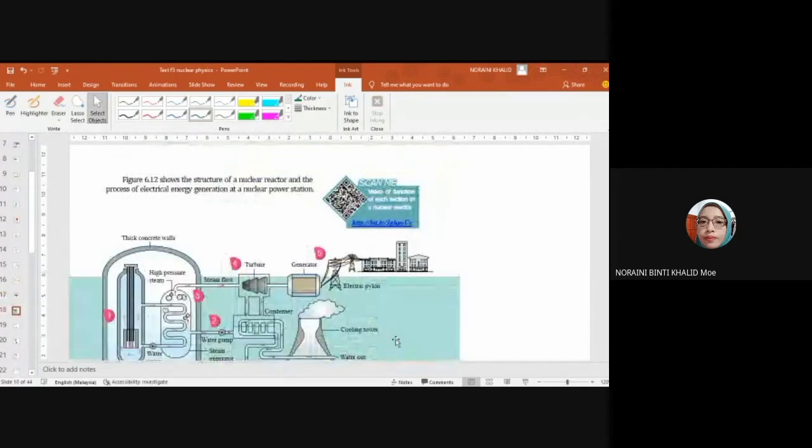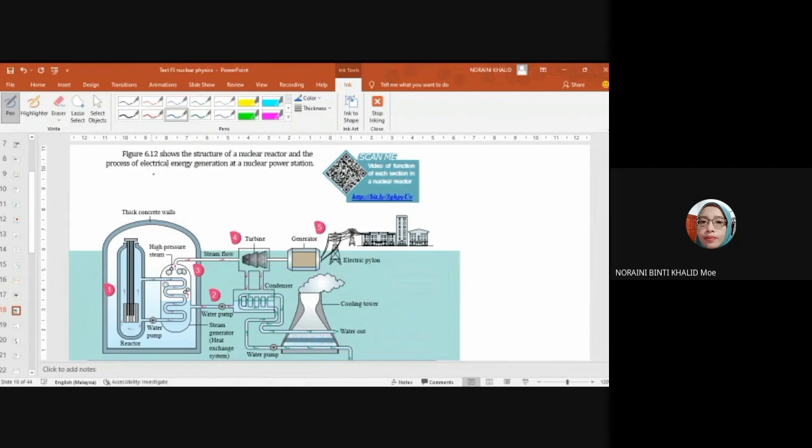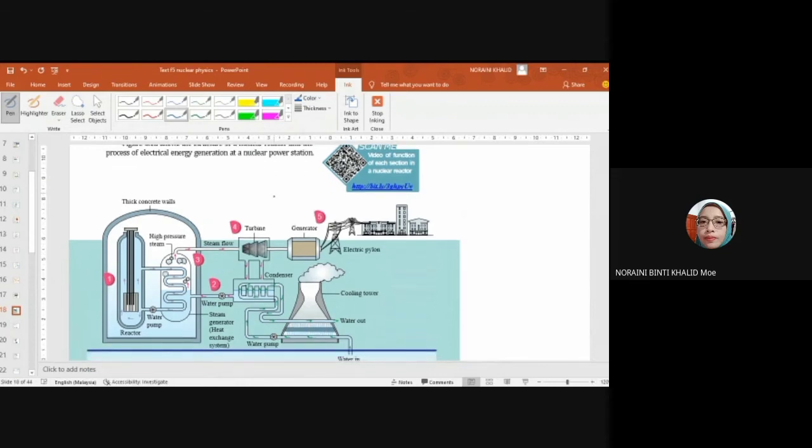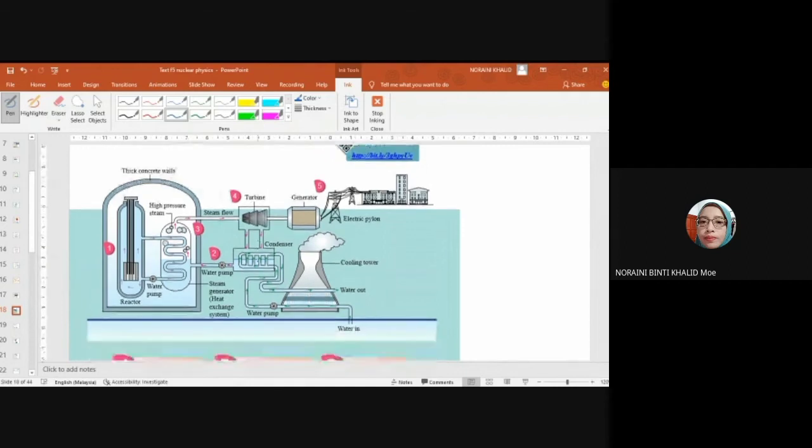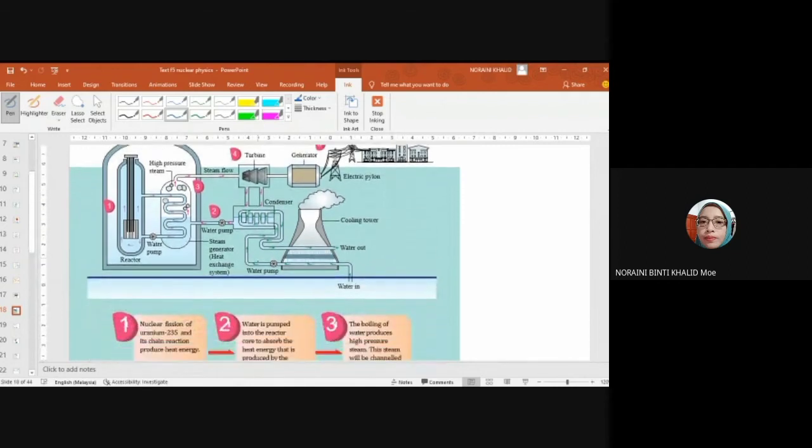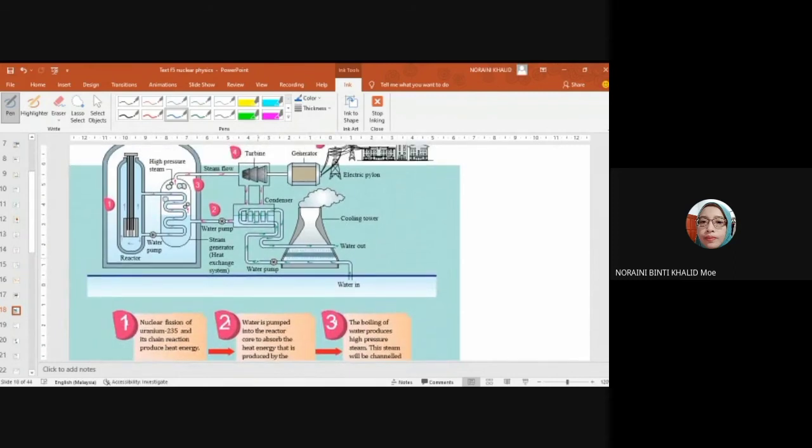Okay, let's look at what we have here, the nuclear reactor, and the process of electrical energy generation at a nuclear power station. You can look at the structure here, number 1, 2, the main parts. For the main parts in the nuclear reactor, you must know their function. Look at the first one. Nuclear fission of uranium-235 and its chain reaction produce heat energy. So you can see there's a uranium rod as a source of radioactive nuclei.